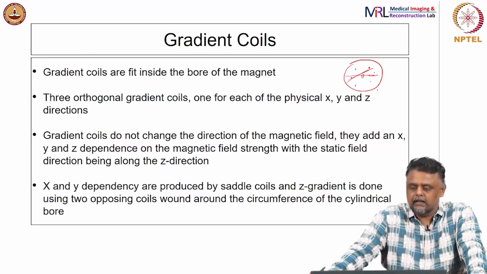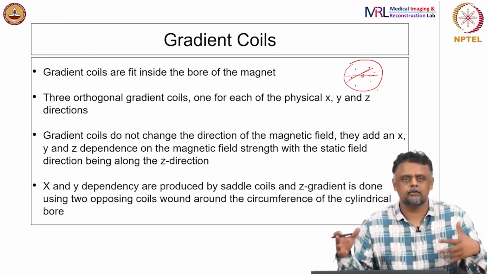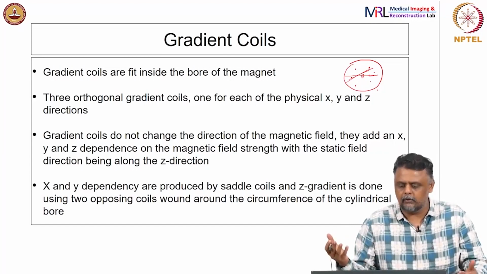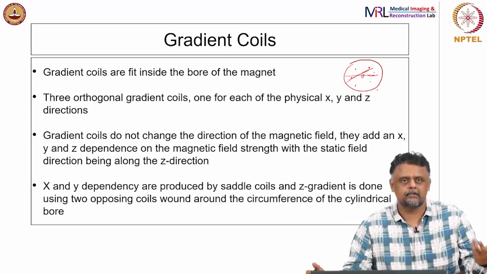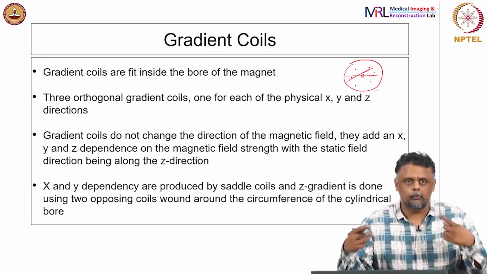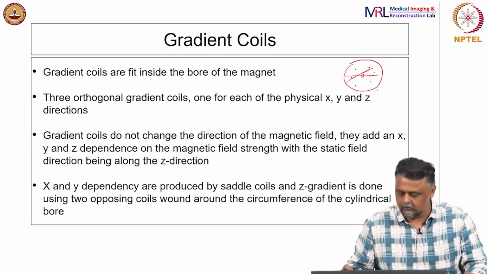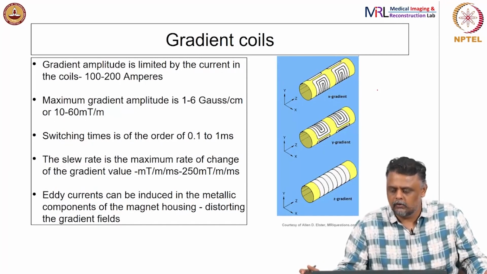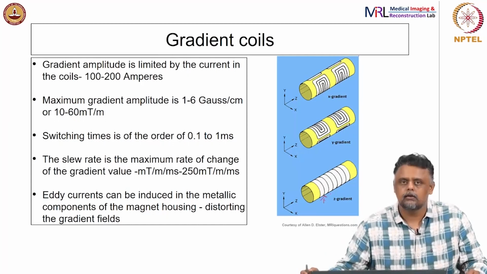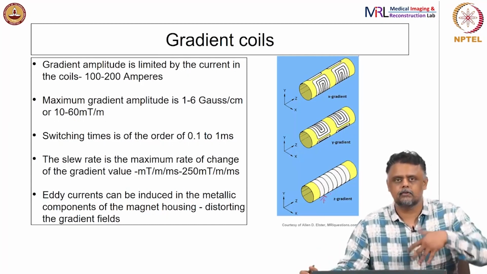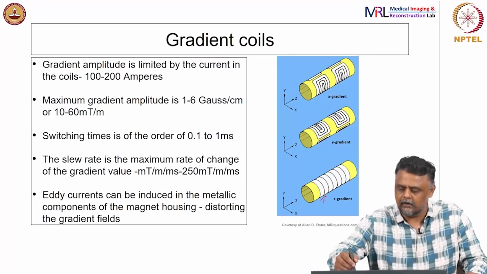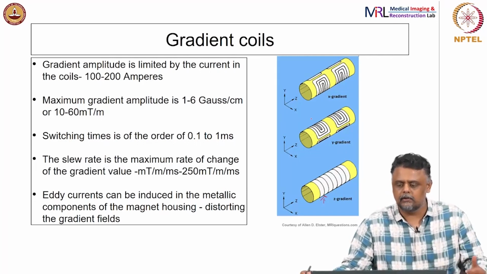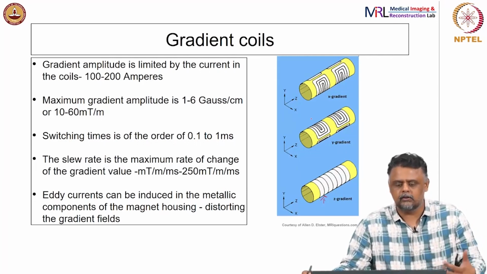And in order to produce these gradients, you need current carrying coils of different shapes and configurations. So, that is what I said earlier, that for instance x and y dependencies are produced by saddle coils, z is done using 2 opposing coils wound around the circumference of the cylindrical core. Okay. So, here are some examples of the gradient coils. For instance, this is the gradient coil we talked about, 2 sets of wires wound in opposite directions. These are the saddle coils we talked about, x and y gradients. So, depending on how we make these coils, the gradient is produced along each of those directions.